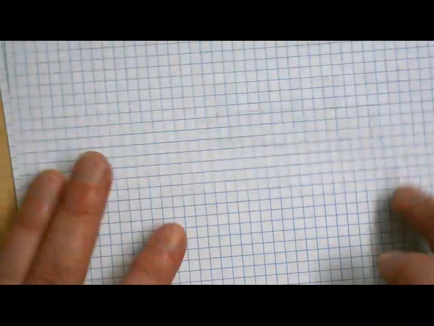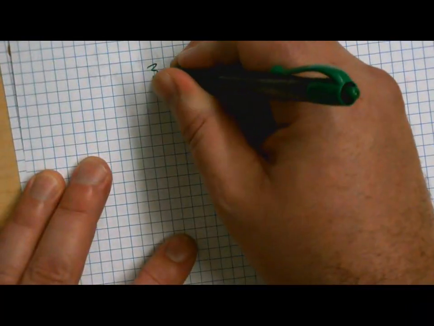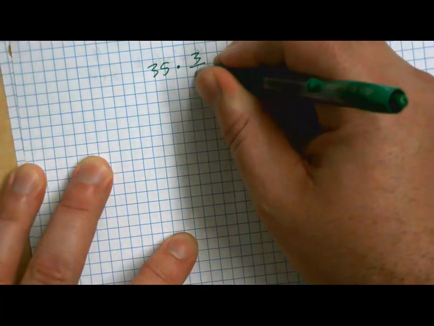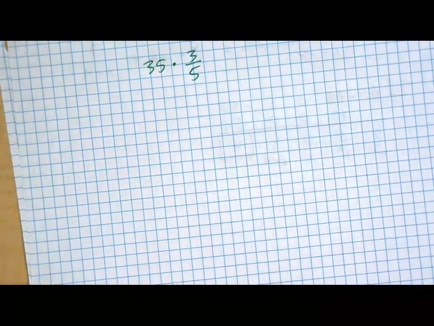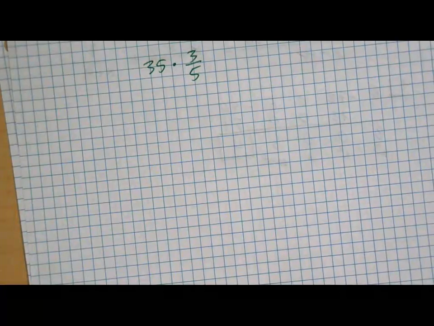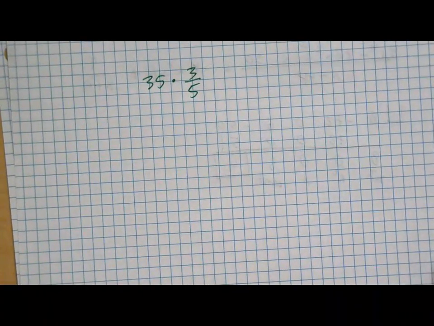What if I'm multiplying something like 35 and I need to multiply that by 3/5? Can you pull that off in your head really quickly? The answer is 21. Can you guys get that quickly? You want to know how? It's not hard. Okay, check this out.